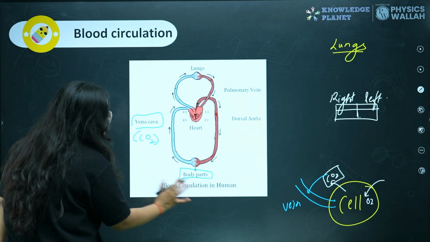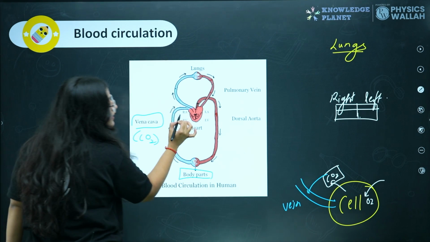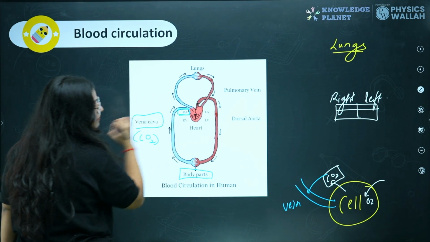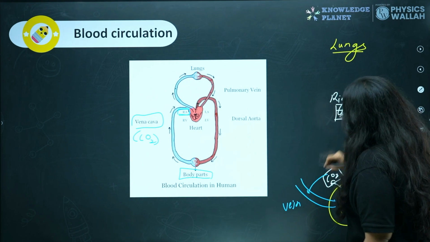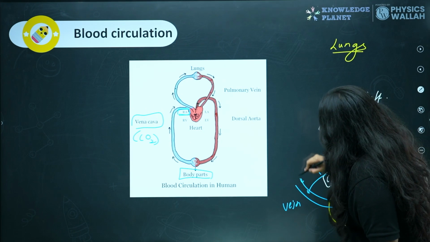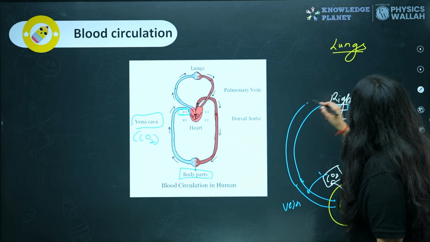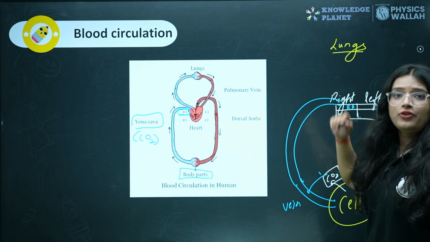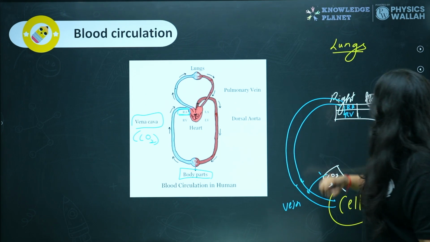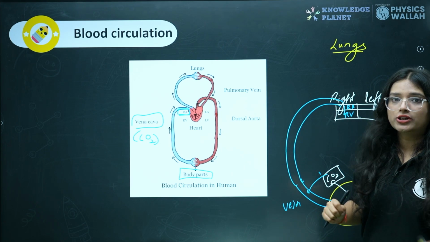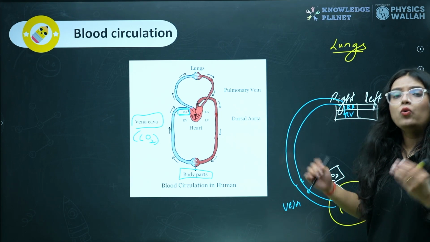Now, this vena cava takes it towards the right atrium. Here you can see that the blood flows in the vena cava and reaches the right atrium. From the right atrium, it will reach the right ventricle. So, the blood is now at the right ventricle. Now, what do we do?